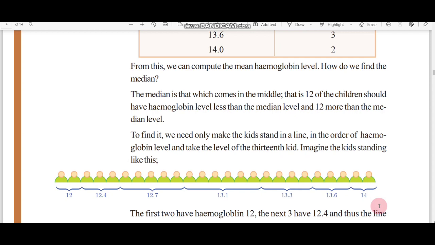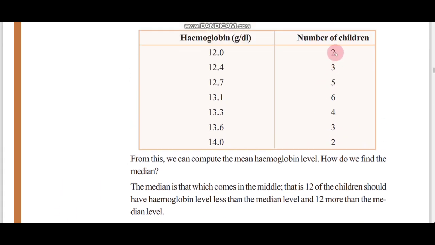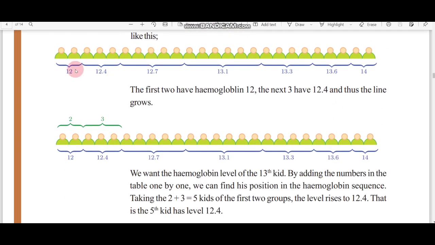Then how do we find the median in this case? Yes, we can find the median. See, a total of how many children are here? We can check. 2 plus 3 is 5. 5 plus 5, 10. 10 plus 6, 16. 16 plus 4 is equal to 20. 20 plus 3 is 23, plus 2, 25. So a total of 25 children are arranged here.